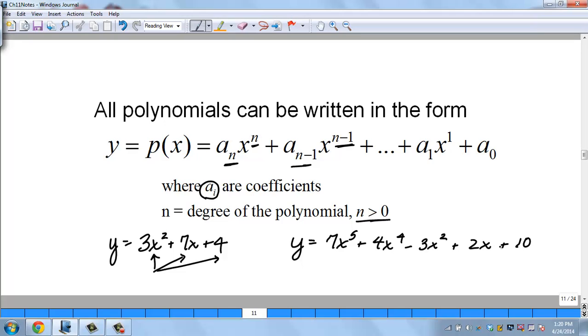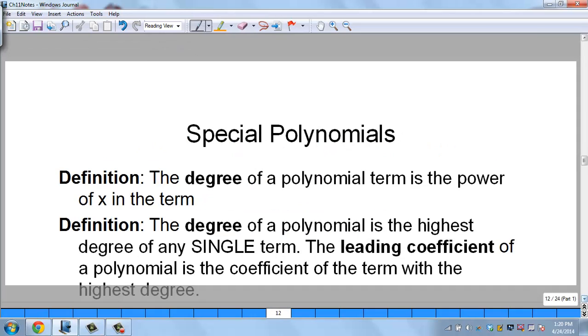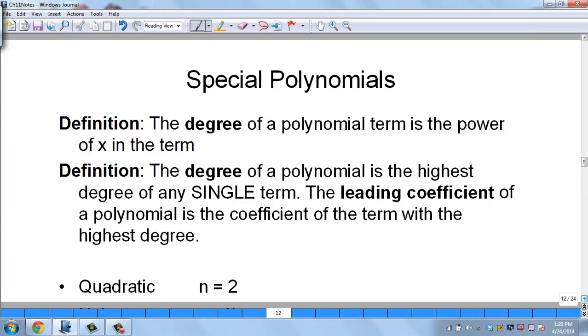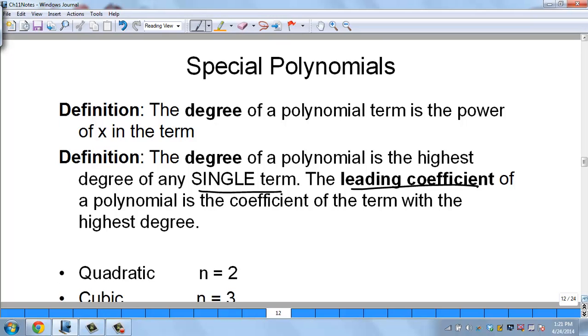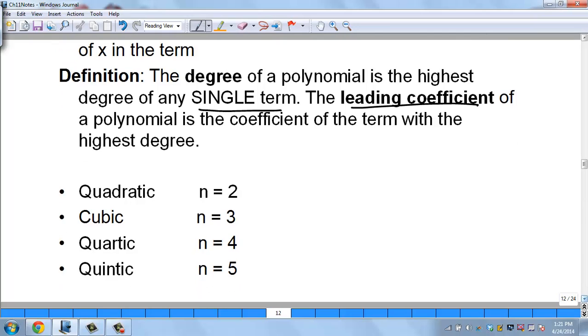Okay? And how you come up with what the degree of the polynomial is, we're going to look at this next one. So to figure out what the degree of a polynomial term is, it's the power of x in the term. The degree of a polynomial is the highest degree of any single term. The leading coefficient of a polynomial is the coefficient of the term with the highest degree. So this is what we do.